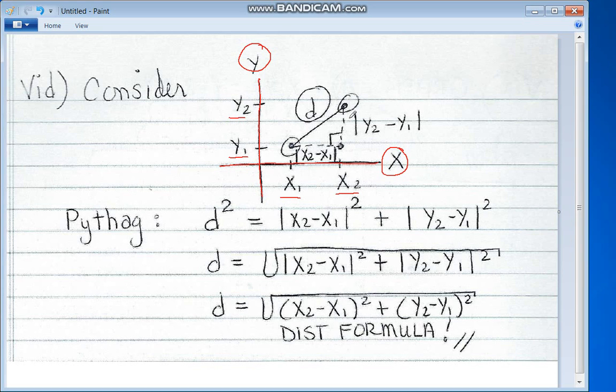Now I'm going to plot 2 points. Here's the first point with the ordered pair x sub 1 comma y sub 1. Here's the second point with the ordered pair x sub 2, y sub 2. We're interested in the distance between these two.